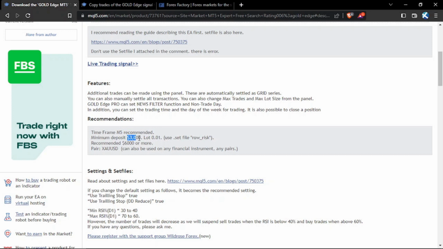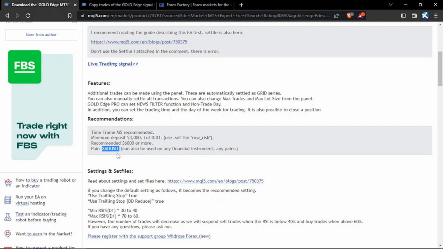The recommended time frame is the 5-minute, and for the 3,000 minimum deposit, the low risk file is recommended. It is, however, recommended to have 6,000 or more trading capital for the bot. The recommended pair is gold, XAUUSD, but it can also be used with other financial instruments. He has built a guide and a settings file which will help you understand more about the bot.